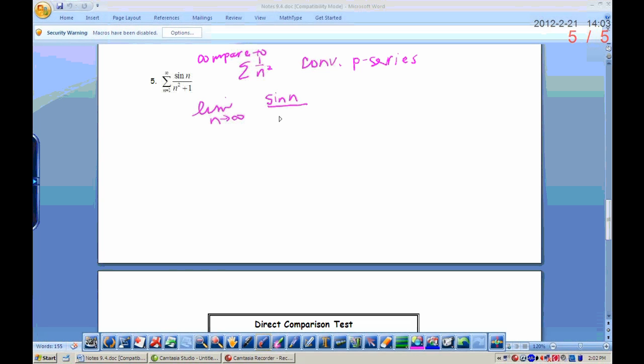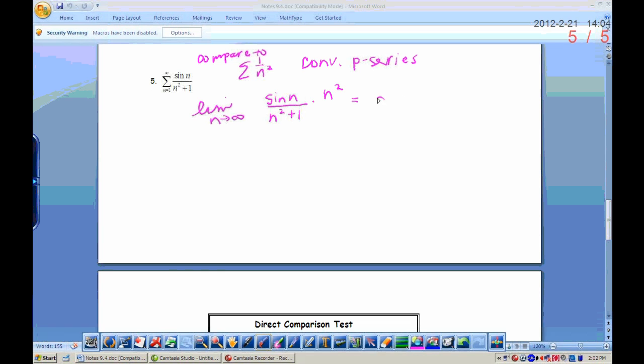So the limit as n approaches infinity of sine n over n squared plus 1, divided by 1 over n squared, would be times n squared. What do you think that limit is? Okay, the n squared over n squared, we've got the same degree, so the leading coefficient is kind of 1. However, what is sine n doing to 1? The limit does not exist.